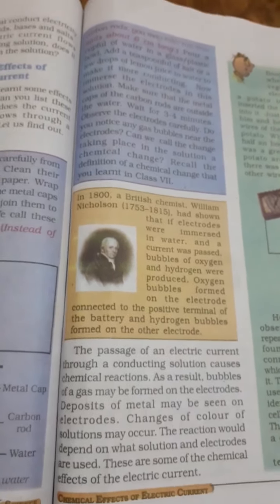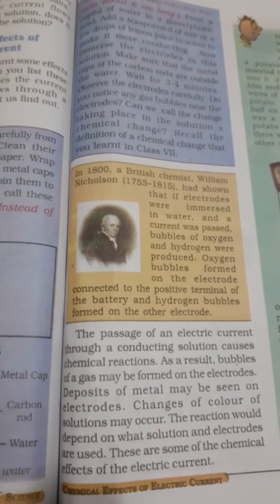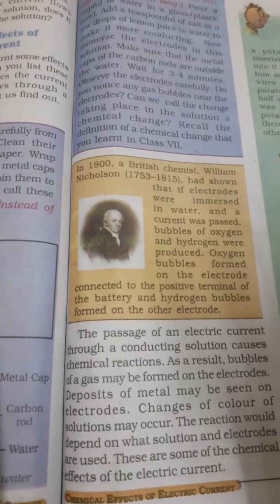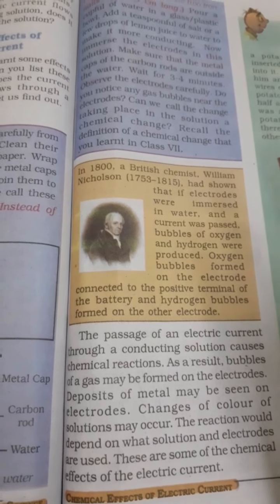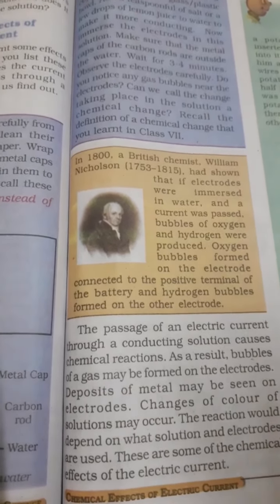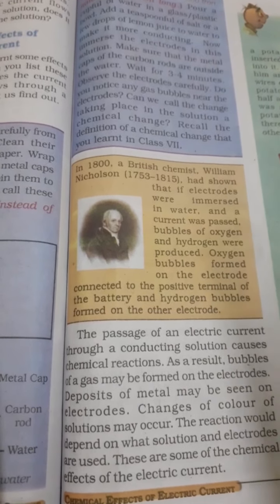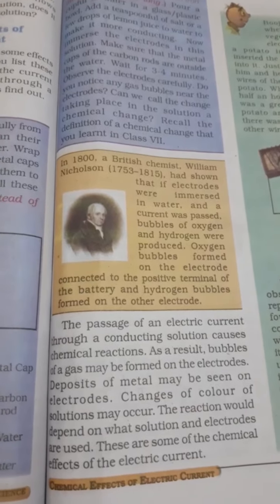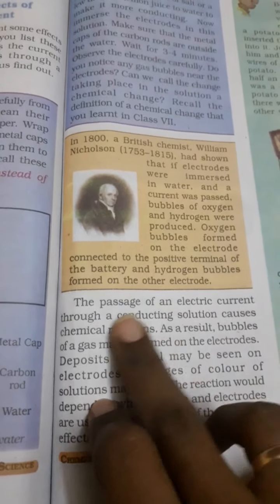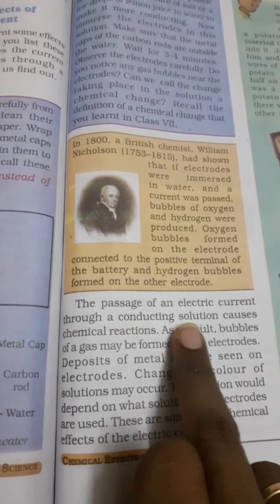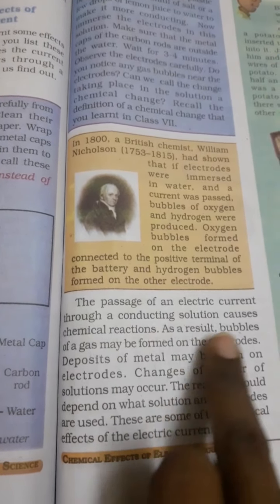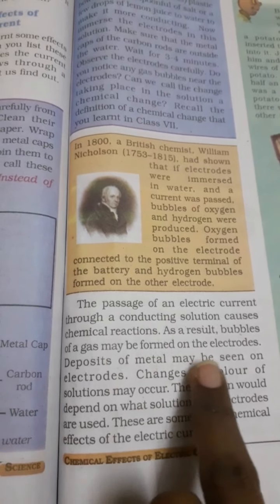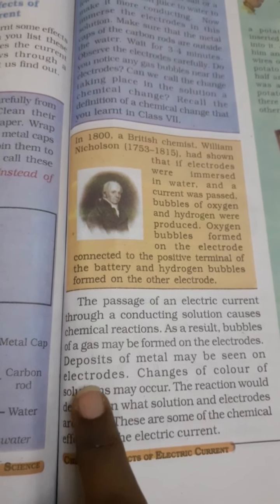So this is a chemical reaction. From this we can conclude that if an electric current flows through some solutions or water, chemical reactions will take place. So this is also the chemical effect of the electric current. And also, the passage of an electric current through a conducting solution causes chemical reactions. As a result, bubbles of a gas may be formed on the electrodes. Deposits of metals can be seen on electrodes.